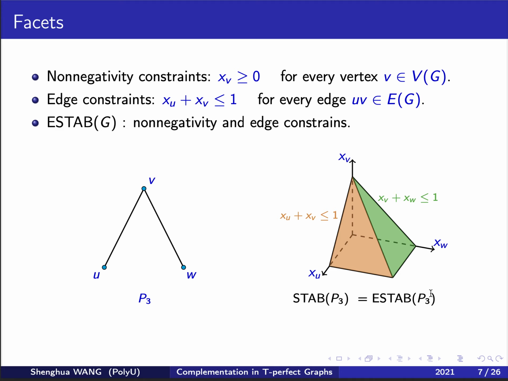A more general result states that a graph is bipartite if and only if the edge stable set polytope of the graph equals the stable set polytope of the graph. Therefore, we could find the independence number for a bipartite graph by using linear programming.